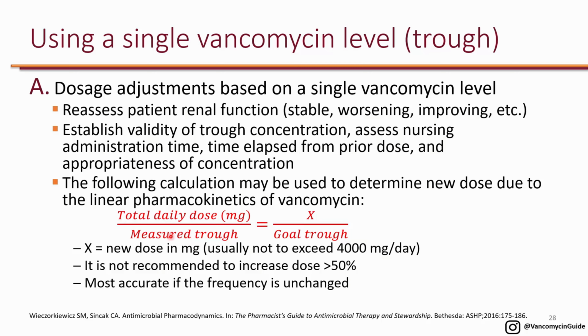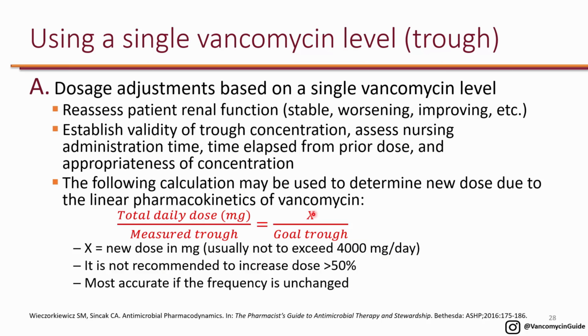assuming that the measured trough was not at goal, because if it was at goal, then you shouldn't change the dose. But if it was not at the target trough, then you need to adjust the dose. So then here you will put the goal trough and then solve for X, and X would give you the total daily dose. You can use this equation with either subtherapeutic levels or with supratherapeutic levels. If it's a subtherapeutic level, ideally you're going to increase the daily dose. If it's supratherapeutic, you're going to decrease it.